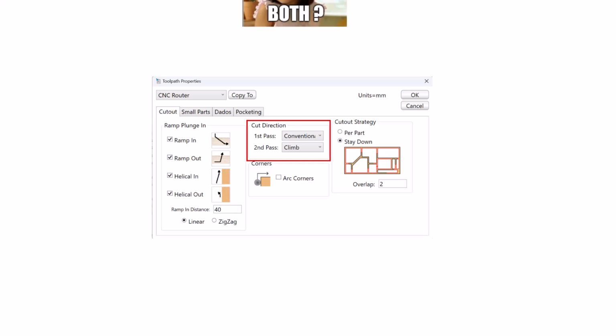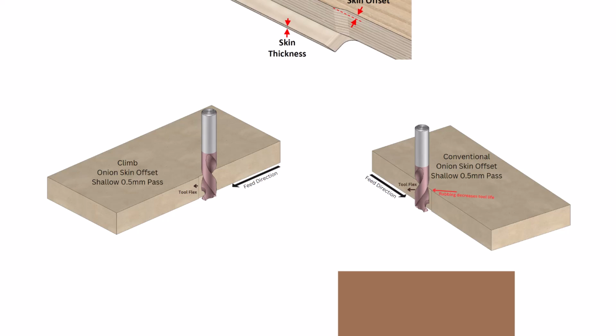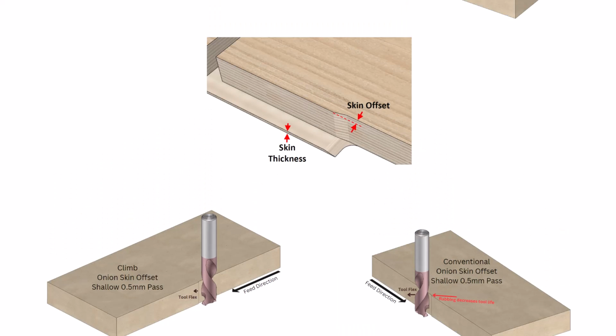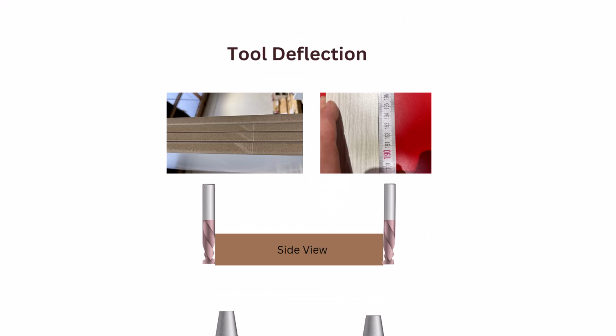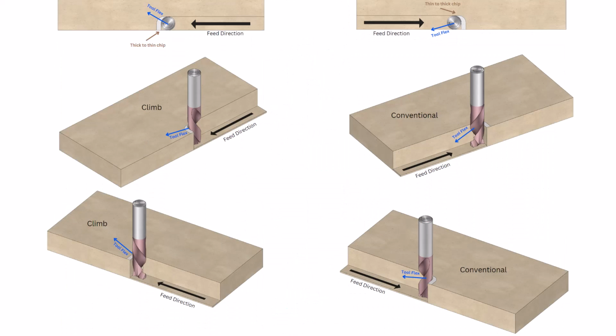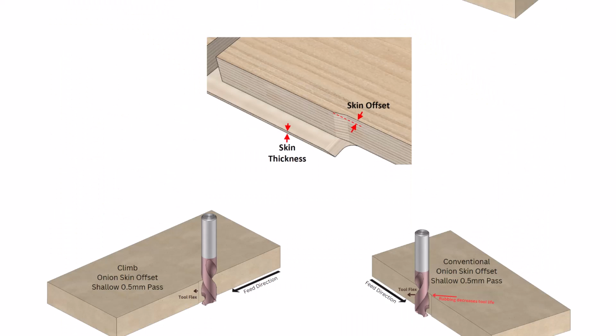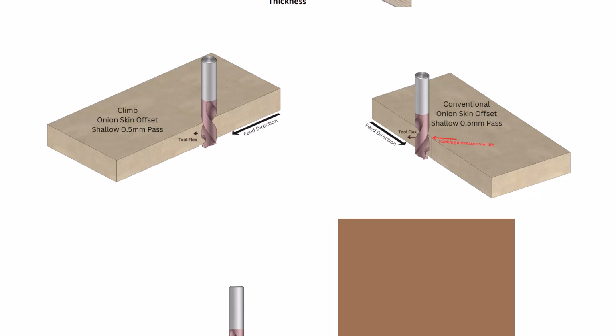Very long-winded video to get to that point, but I wanted to really give you the education of understanding what's happening and what problem we're trying to solve, which is this problem of tool deflection and the, I guess, invisible problem that most of you might be facing and might not even be aware of, rubbing and decreasing your tool life when doing a shallow second pass.